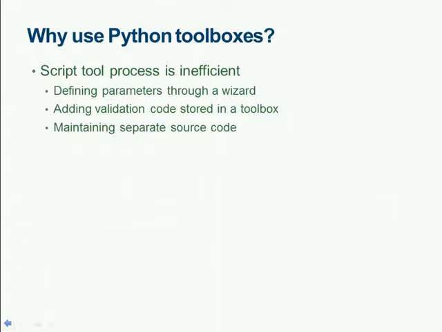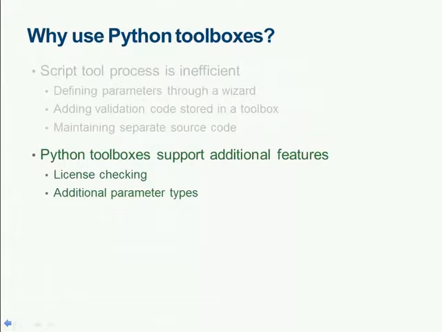So why would you be interested in authoring your toolboxes in this way? First of all, for users who have experience in Python, the script tool process is kind of inefficient. For example, we would author our script tool using a wizard, right-clicking the toolbox, going to New Script Tool. We would define the parameters in that wizard. If we wanted to add validation code to our script tool, we would write that in one location, and that code was stored with the toolbox. And we would then write our separate source code, or our code that was run when we would execute the tool. And that was done in a separate file that we would associate with the script tool. With a Python toolbox, we're doing all of these things in one place.